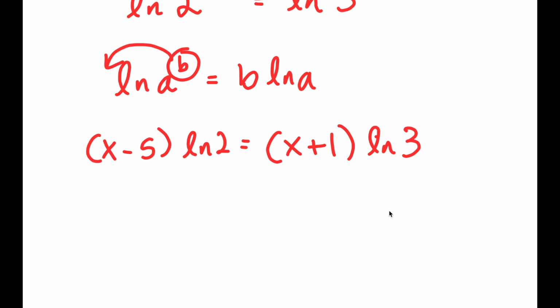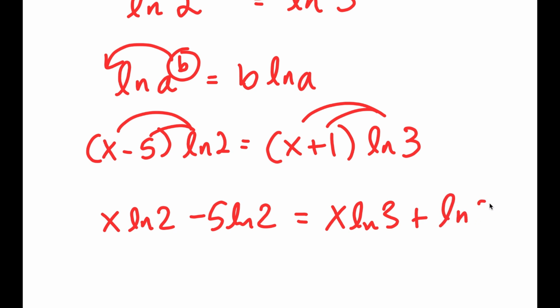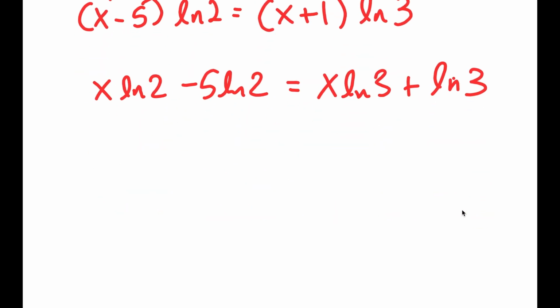So now from here, I'm going to distribute ln 2. So x times ln 2 is just x ln 2, and then negative 5 times ln 2 is negative 5 times ln 2. So I get x ln 2 minus 5 ln 2 is equal to, now I'm going to distribute ln 3. So x times ln 3 is just x ln 3, and then 1 times ln 3 is just ln 3, so I just have plus ln 3 at the end over there.